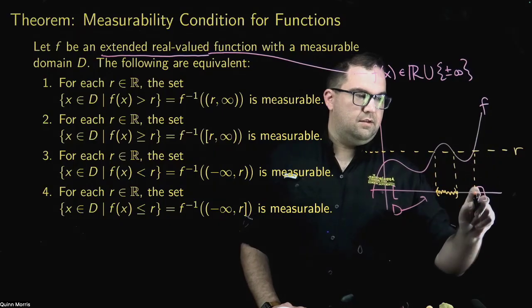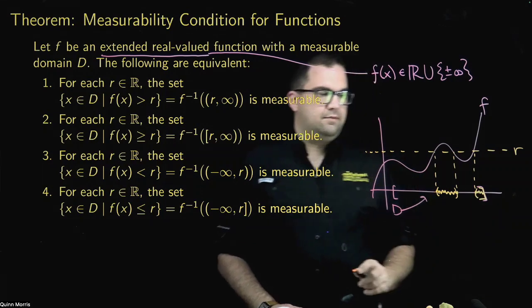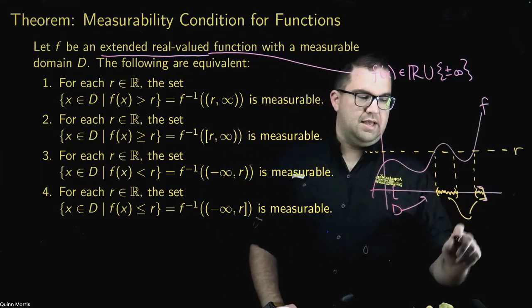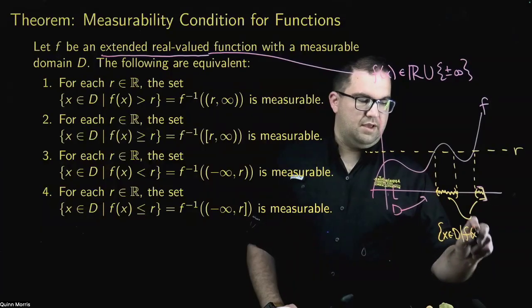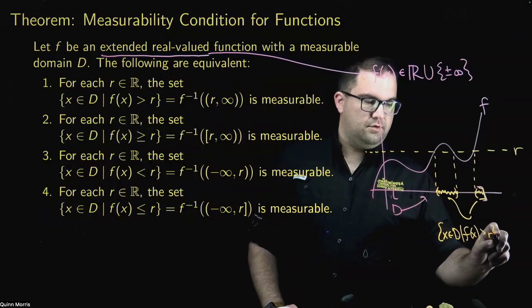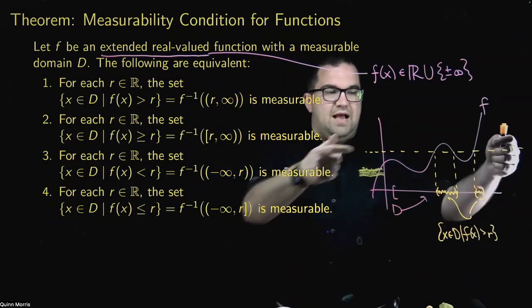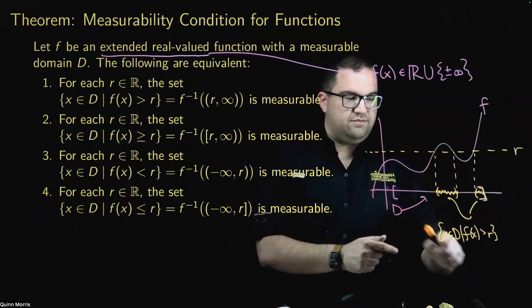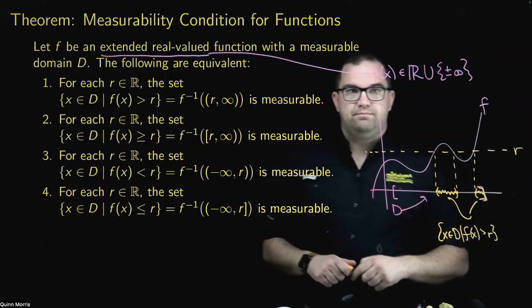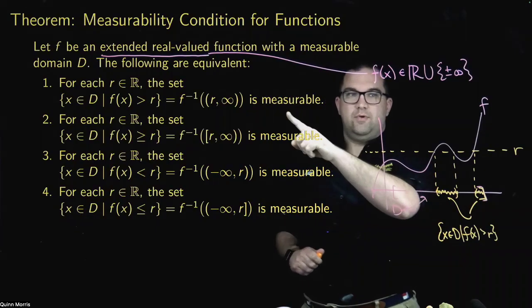And then it would be here to the endpoint of the domain. Okay. So this would be the set of all x in D such that f of x is greater than r. Okay. This is measurable, but then it has to work for every r. So as you move r, the question is: is each of these sets measurable? And again, what this theorem says is not that this is true, it says the following are equivalent.